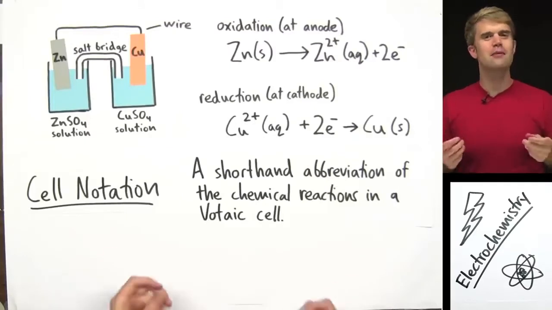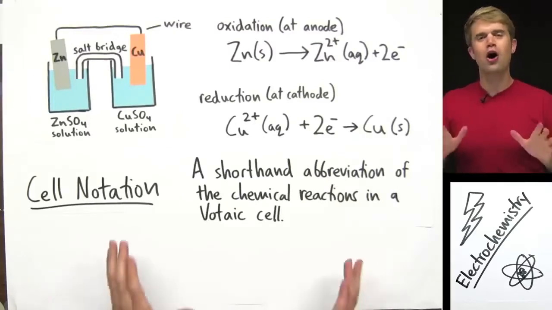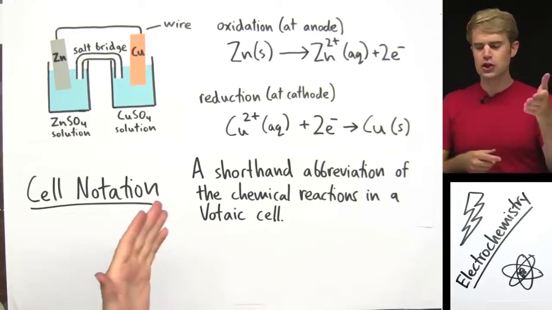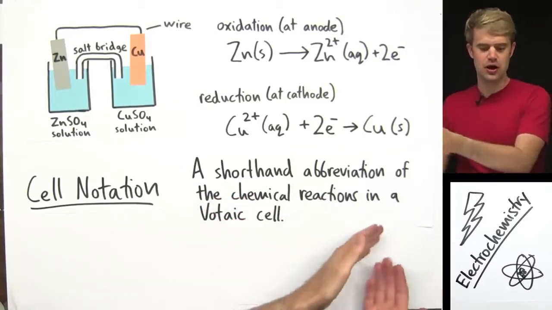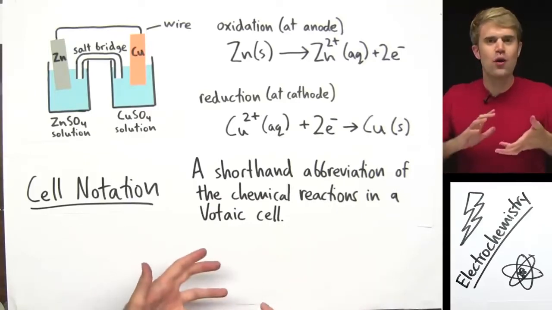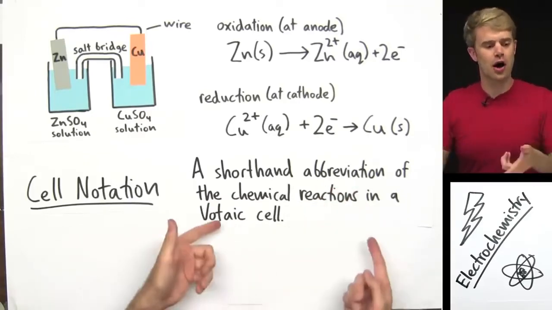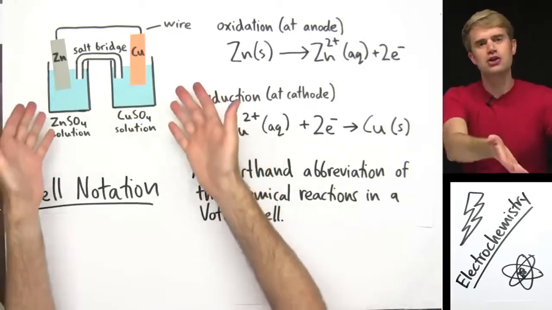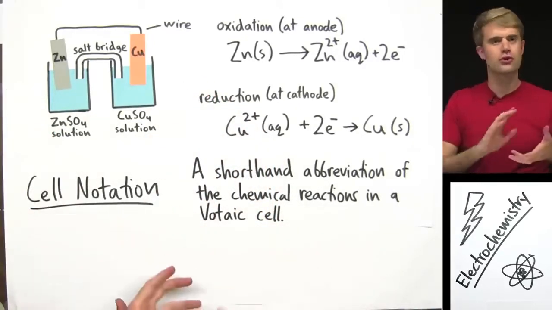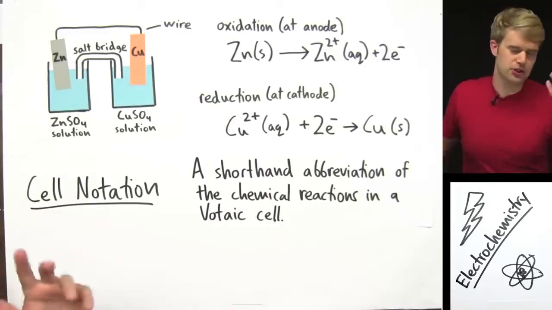Now, when we're talking about voltaic cells, we're often asked to represent them in cell notation, which is a shorthand abbreviation of the chemical reactions in the voltaic cell. It's a way that we can show what's going on without drawing a picture of the whole thing. Cell notation is sometimes referred to as a cell diagram, just so you know.